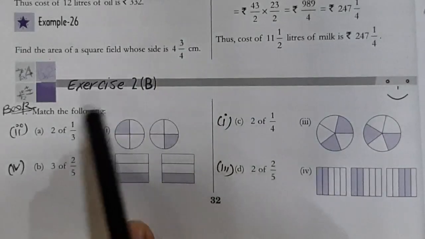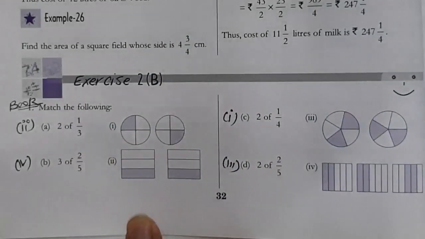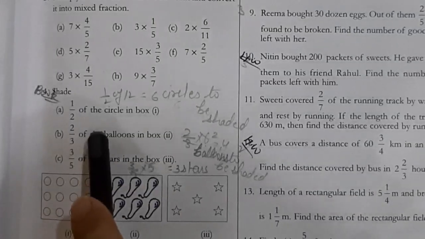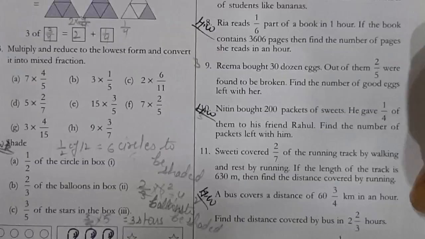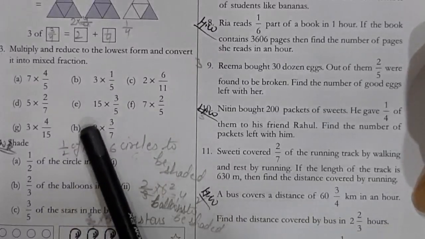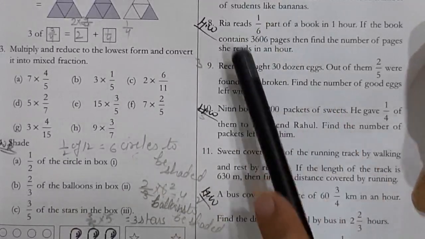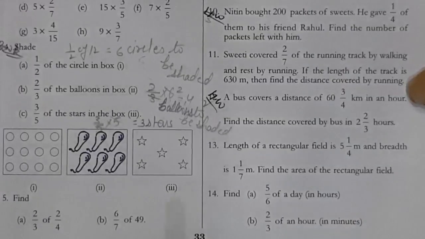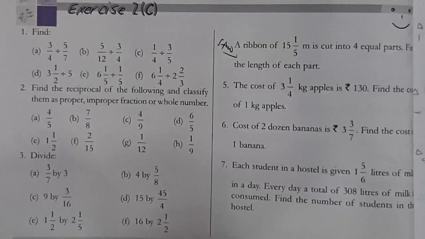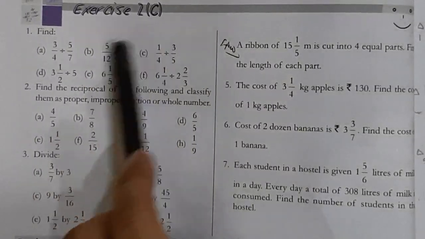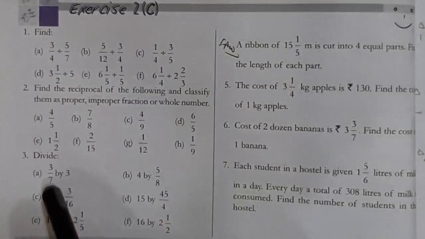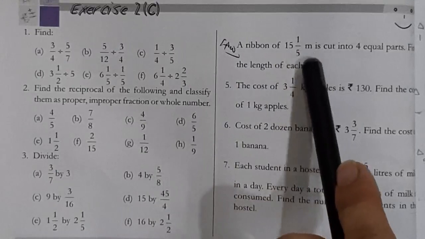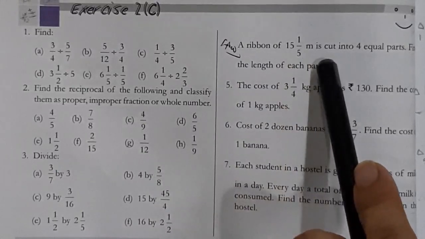From exercise 2b, question number 1 you have to do in your book. Sum number 2 and sum number 4 in book as a home task. Remaining part of the question 3rd, 5th, 6th and 8, 10, 12 numerical as homework. Remaining part of question number 14, and from exercise 2c, remaining part of sum number 1, 2, 3 and question number 4. This much work you have to do in your classwork notebook as homework.